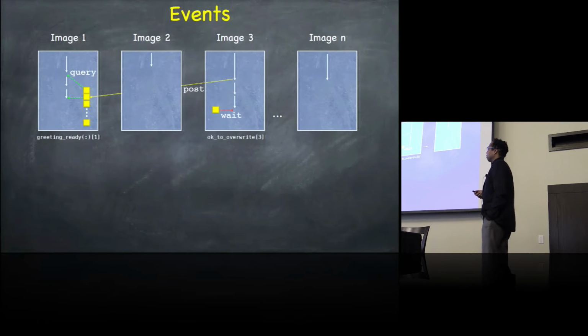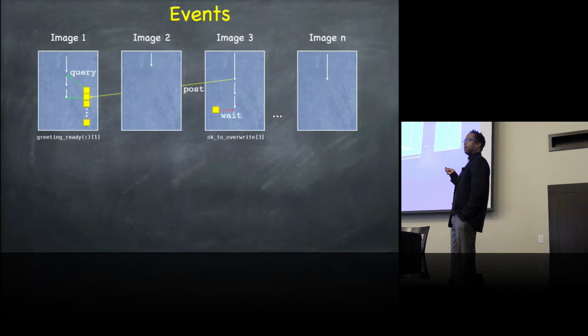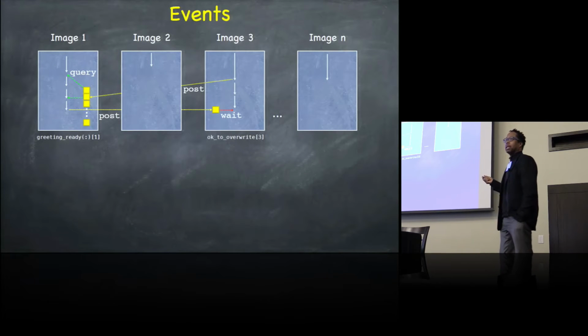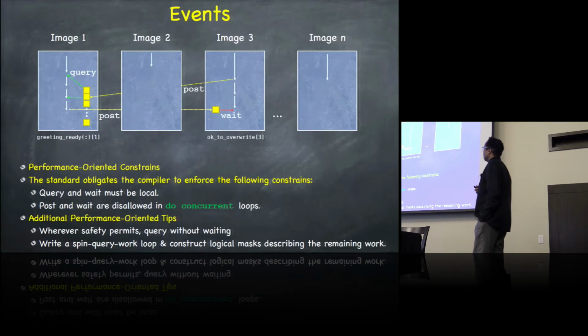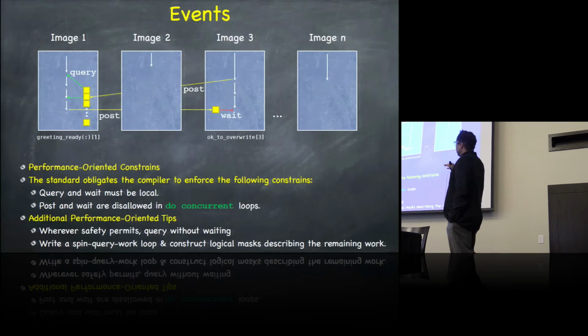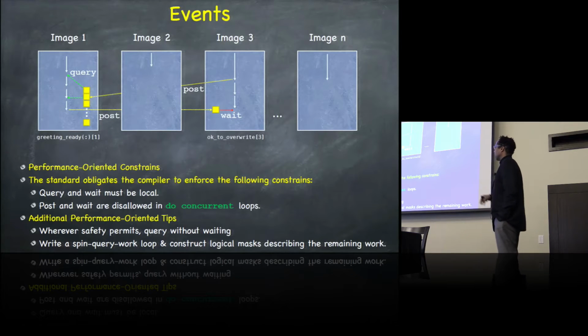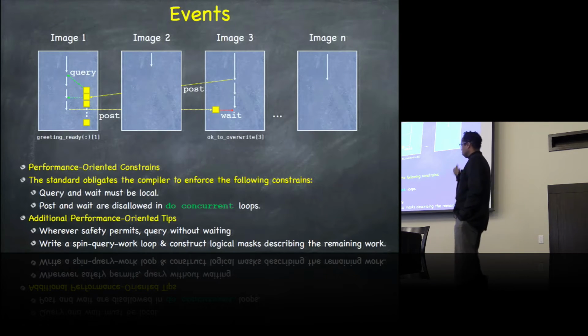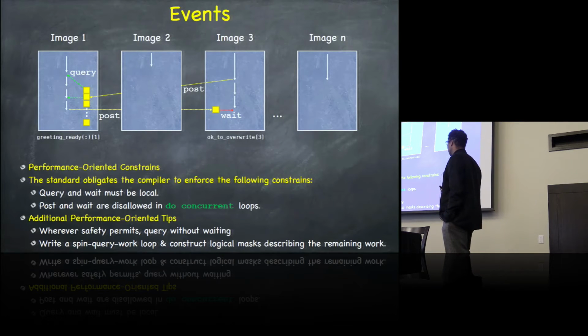Image 1 now gets to the point where it queries the event for image 3 and it sees that that event has been posted. In other words, the count has been incremented. And so now image 1 will post to image 3 and say, okay, you can overwrite that data now. I've gotten it already. So there are a number of constraints that I guess actually I've touched on some of these already that are performance-oriented constraints, like you can't put a post or a wait inside do concurrent, and also that query and wait have to be local.